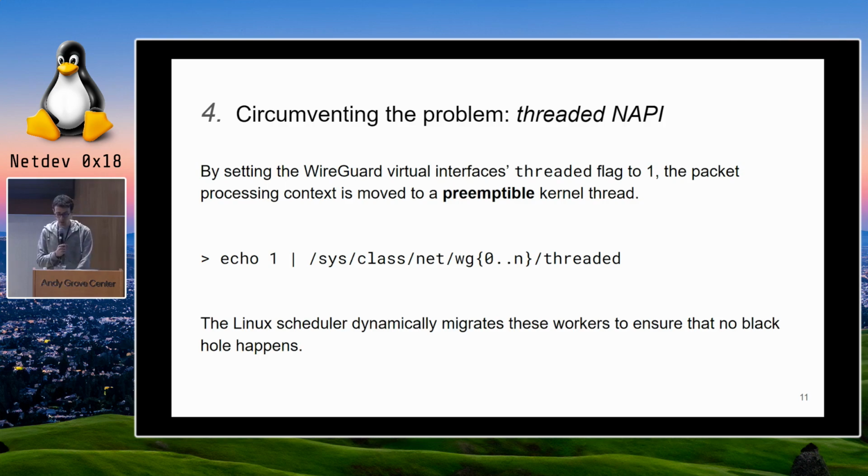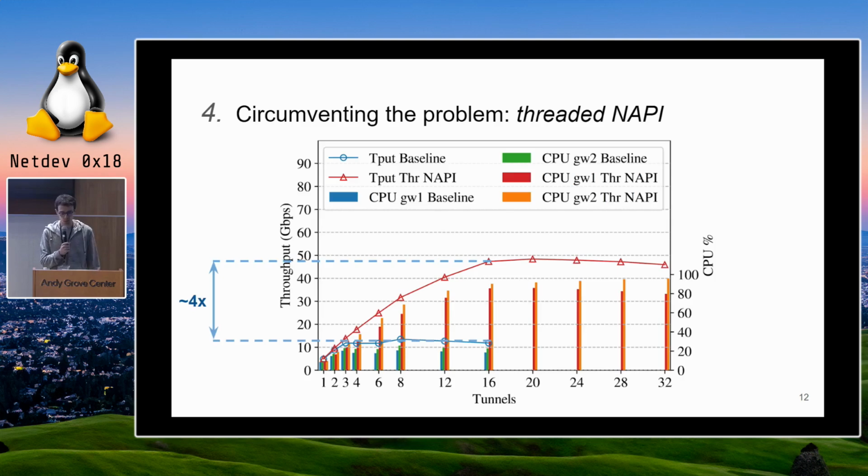So does this work? Yes. As you can see, this gains us about 4 times the throughput. We are now able to reach almost 50 gigabit per second on the same hardware, in the same configuration. And also, crucially, we can now finally saturate the CPU. As you can see, the CPU utilization in this case is 100% after 16 tunnels. But we can do better.